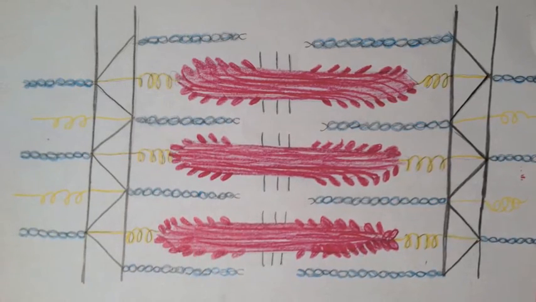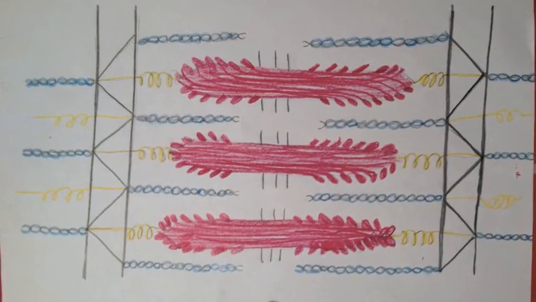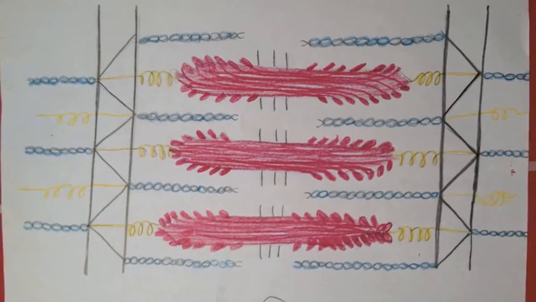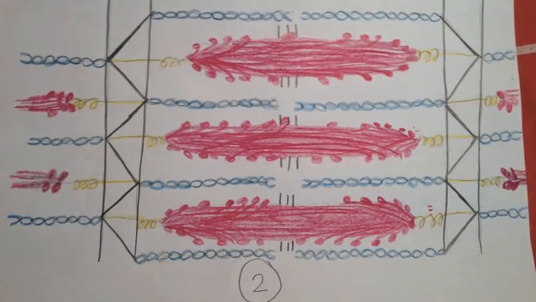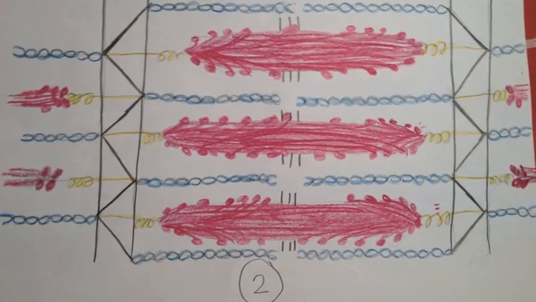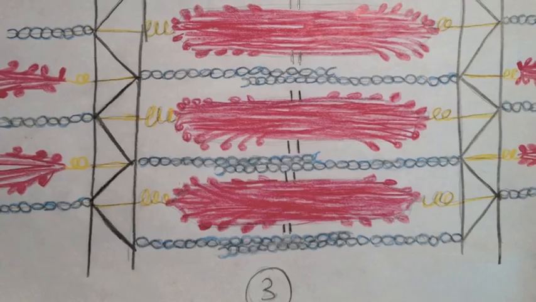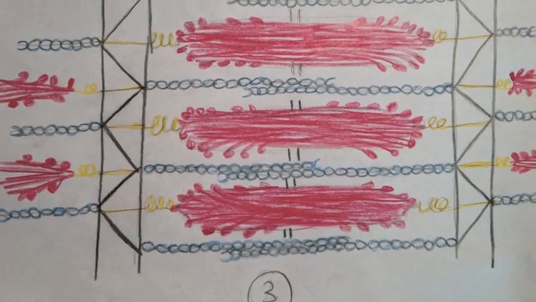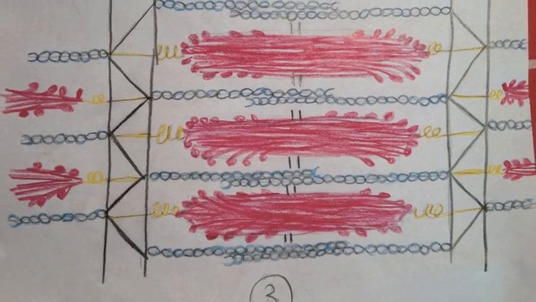The end result is a shortening of the sarcomere. The distance between the Z discs shortens, the H zone disappears, the dark A band increases because the actin and the myosin overlap more, and the light I band shortens. Ca2+ is removed from the cytoplasm and tropomyosin blocks the actin site.